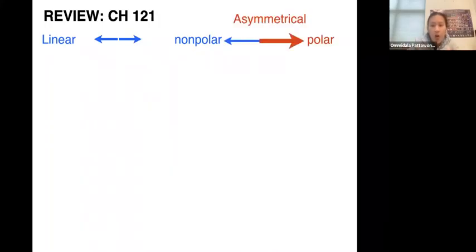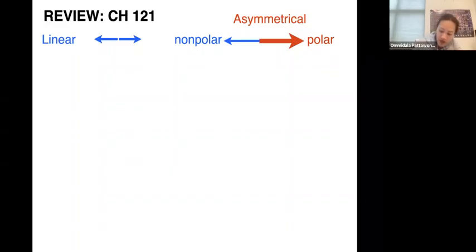However, if you introduce one side to have a greater polarity than the other, that's when you are going to end up with a polar molecule. Okay, so that means whenever you introduce asymmetry to the molecule, you are going to end up with a polar molecule if the bond is polar.